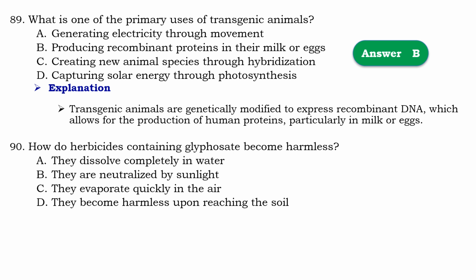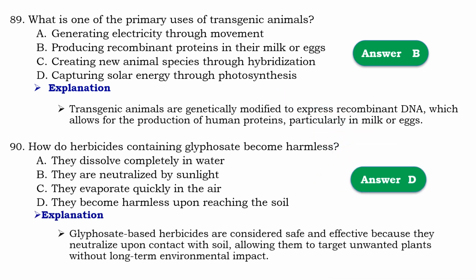Question number 90. How do herbicides containing glyphosate become harmless? The answer will be D. They become harmless upon reaching the soil.